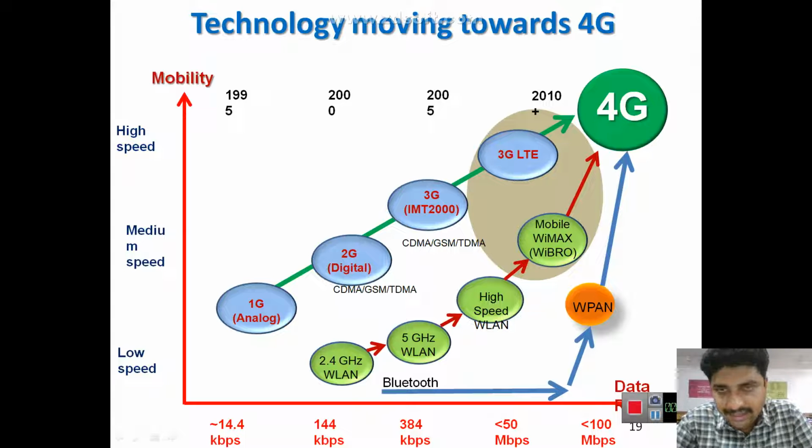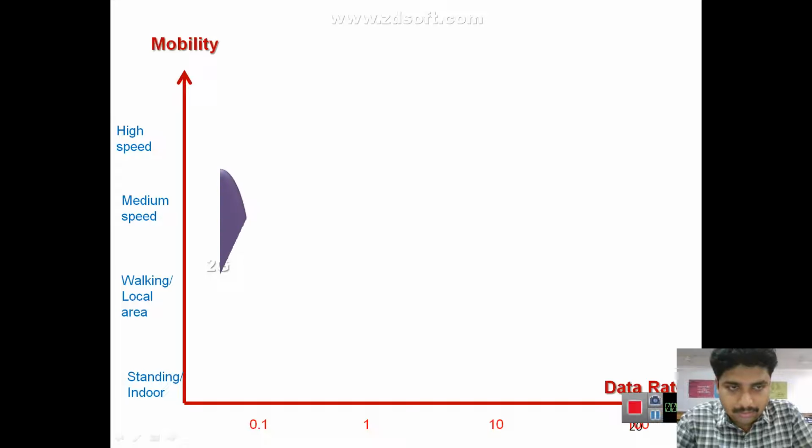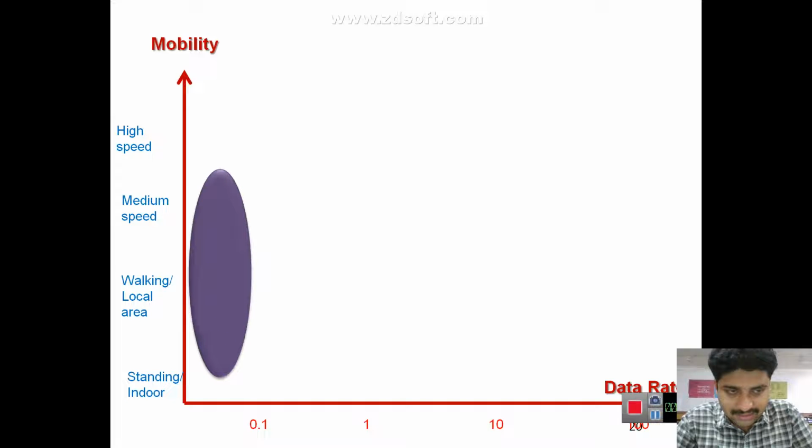So this is the evolution graph included in the 4G method based on mobility and data. The data rate is on the x-axis and mobility is on the y-axis. It shows how the data rate is increased by each service and technology. So this is the graph explanation. You can see the first generation is based on medium speed, high speed and walking speed. With each generation up to 4G, the mobility keeps on increasing.